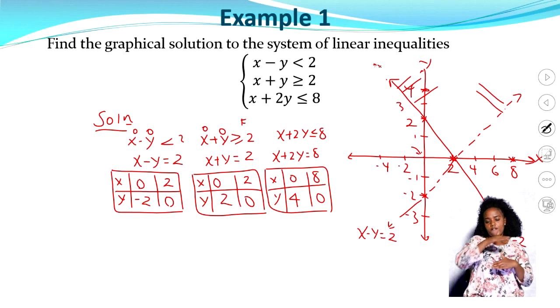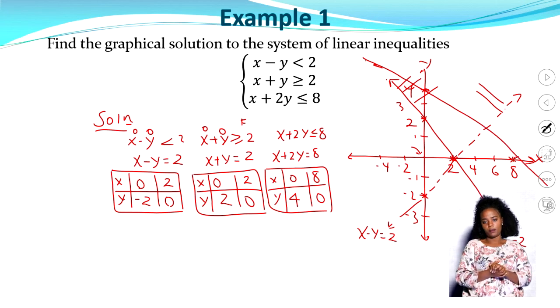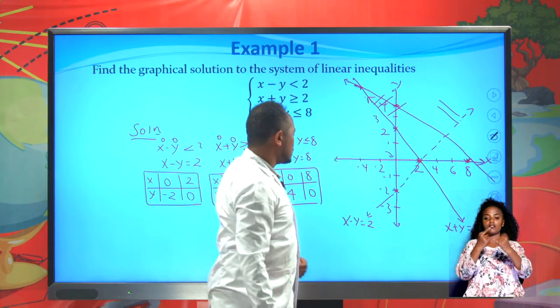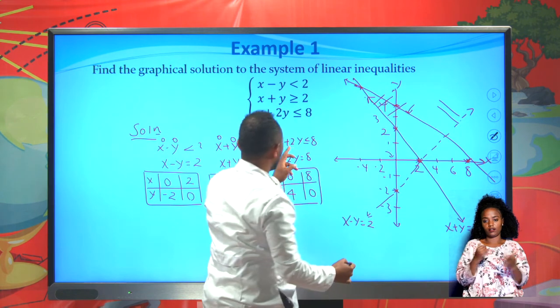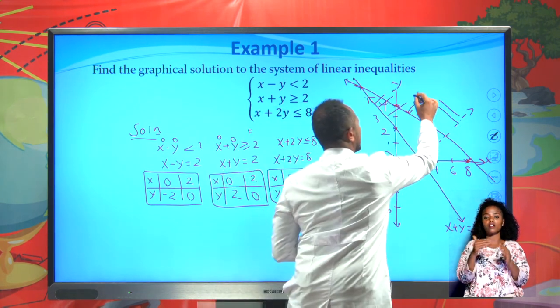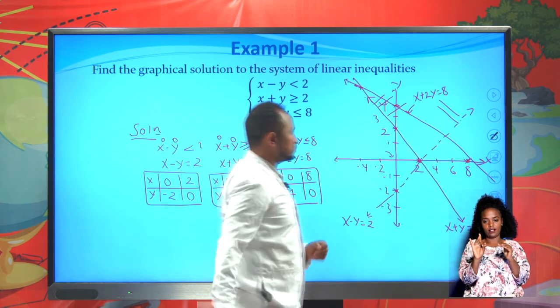It passes through these points. I use a solid line because the inequality is less than or equal to, so it includes the boundary line. So the graph will be like this. It passes through 8. Okay, so these lines may intersect here. This line is x plus 2y is equal to 8.